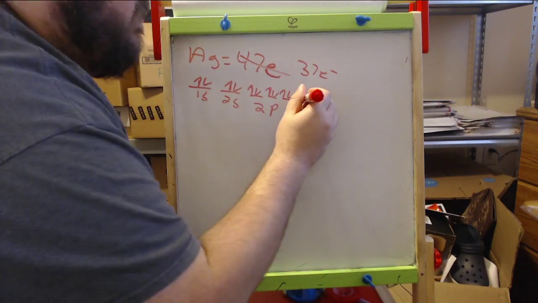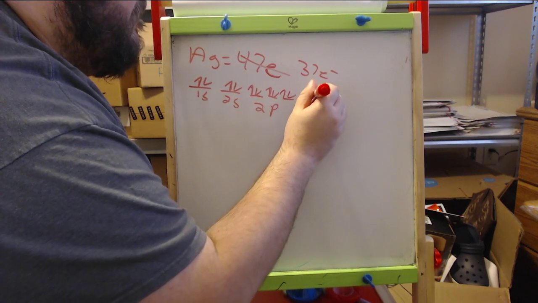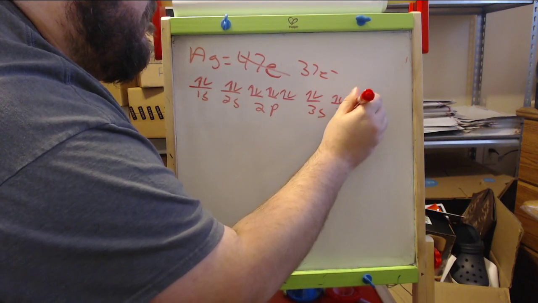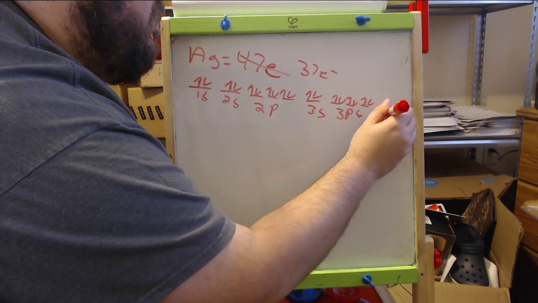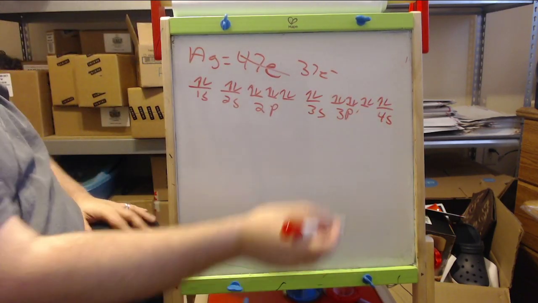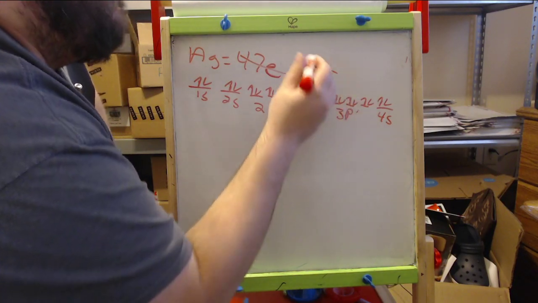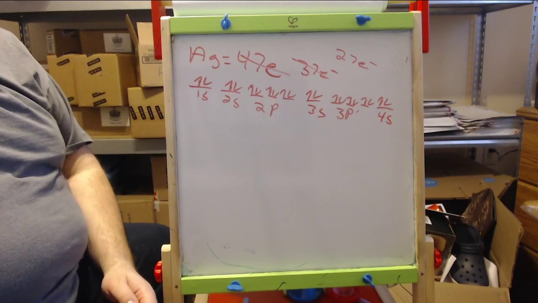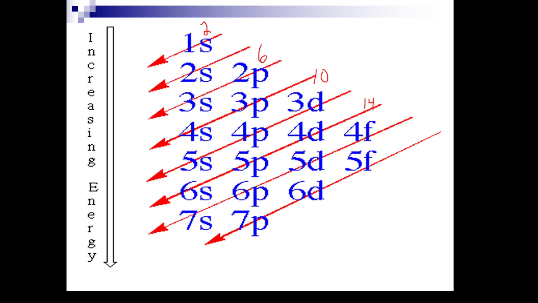3s2, 3p6, 4s2. So we got 2, 4, 6, 8, 10 more. Down to 27 electrons, according to our picket fence. Now we're going further out than we ever had before. Our next thing to fill: we did the 1s2, the 2s2, the 2p6, the 3s2, 3p6, 4s2. Now we're on 3d.